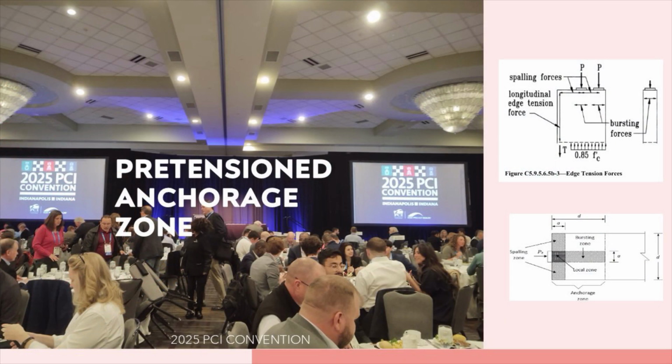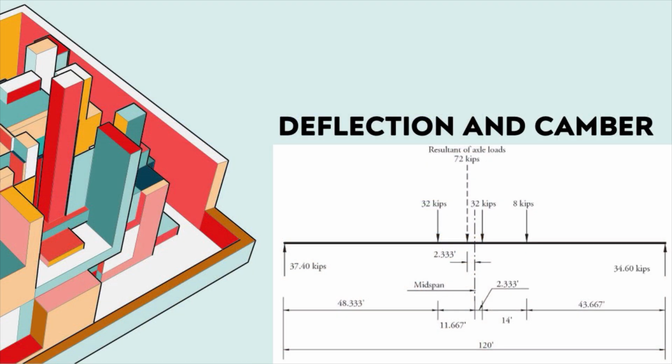The anchorage zone is located at the end of the beams and is used to confine the pre-stressed strands to avoid any potential spalling or pullout of these strands. When using pre-stressed strands, after the strands are released, the beam will be cambered. It is important to calculate the total deflection of the beam due to dead and live loads to ensure it does not exceed the maximum allowed deflection.